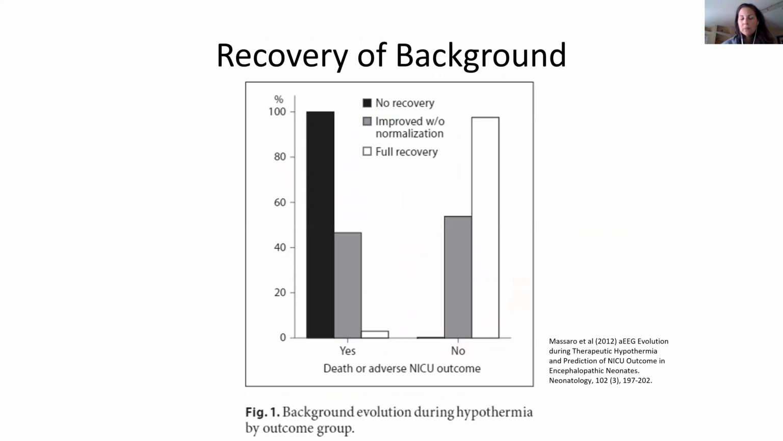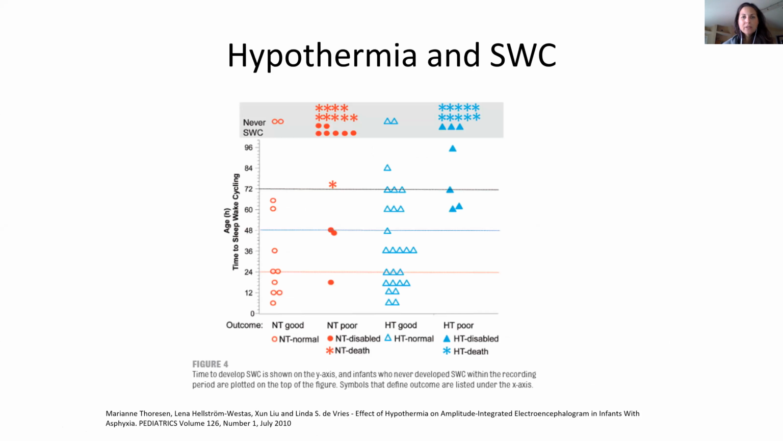This is the group from DC Children's and Massaro, and they were looking at babies who had poor outcomes, death or adverse outcomes. Did they have any recovery of their background? Those who had the worst outcomes didn't have that. If they had no bad outcomes, you can see that they had full recovery or partial recovery, up to 50% of those. So it's another great study, with very similar numbers, looking at 48 hours.